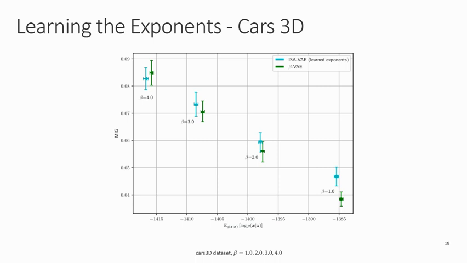We also evaluated the proposed approach on the Cars3D dataset and performed 35 experiments per parameter setting. Thus, this plot aggregates the results of 280 experiments. For small values of beta, and especially for beta equals 1, the proposed approach outperforms beta-VAE and leads to better disentanglement with comparable reconstruction quality.